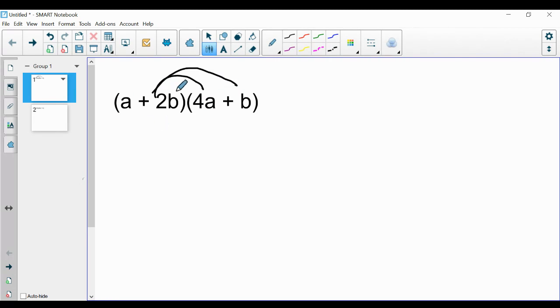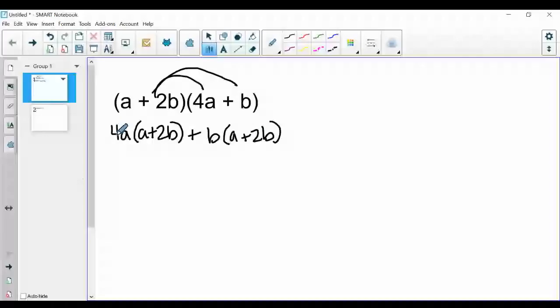So I'm going to take this whole thing and multiply it by each of those terms. Now I like to put the 4A out in front just because it's easier to see that. Now we're going to multiply that A plus 2B and multiply it by the 4A. Then I'm also going to do the same thing. I'm going to write the B out in front and multiply it by A plus 2B.